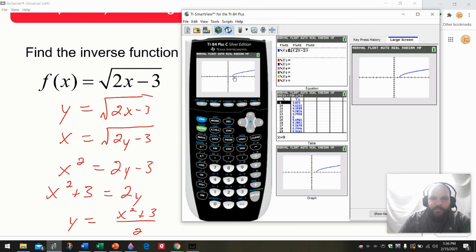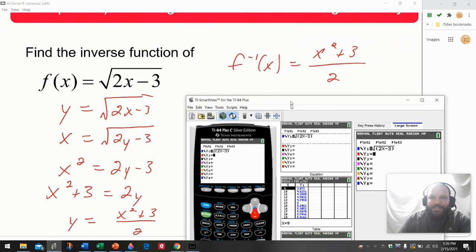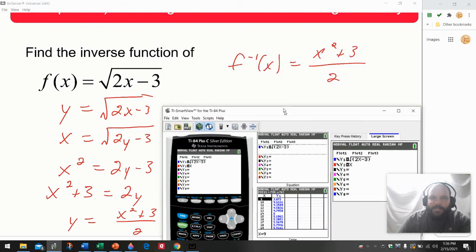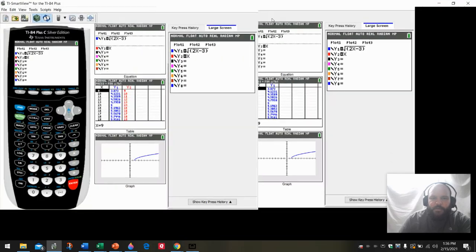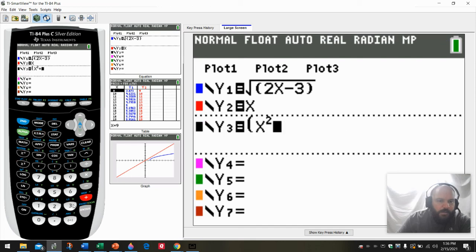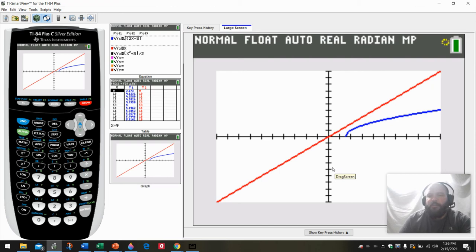So the function, I already have the first one in there. So if I do graph this second one, what we should see is a reflection of that graph about the line y equals x. But when I put x squared plus 3 over 2 in, x squared plus 3 divided by 2, and I'm going to graph that, and watch what happens when I graph it. So there's the line that it should be reflected about. I just put that in there so you can see. But here's the second equation. That is definitely not a direct reflection of the blue graph. There's too much going on there.